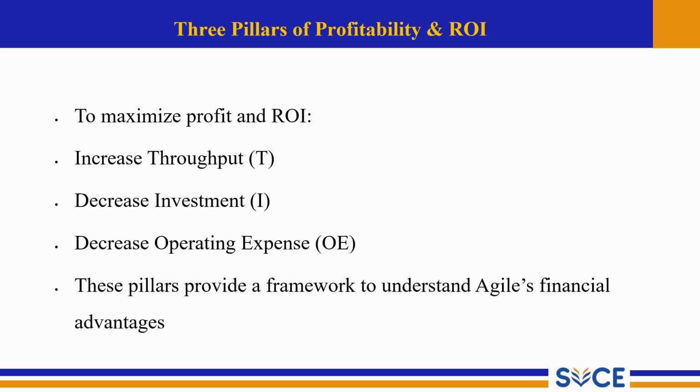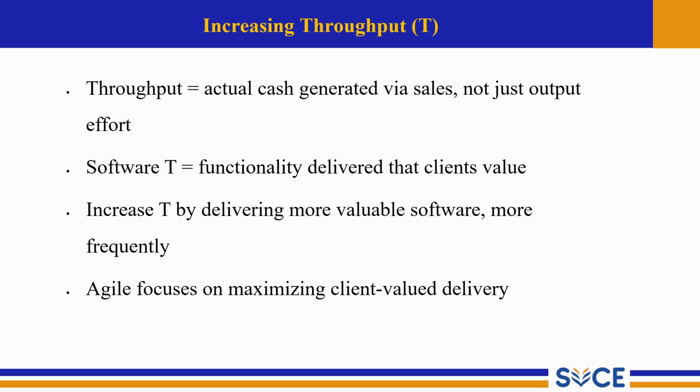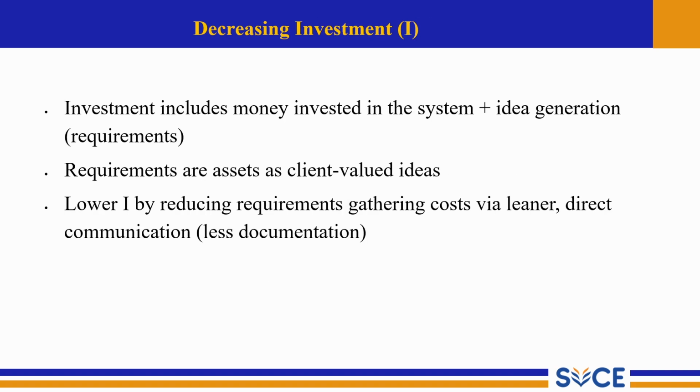Now we will see in the next slide, increasing throughput. Increasing throughput: throughput is equal to actual cash generated via sales, not just output effort. For software, T is equal to the functionality delivered, that is, the client's value. Increase the T, that is throughput, by delivering more valuable software more frequently. Agile focuses on maximizing client valued delivery.